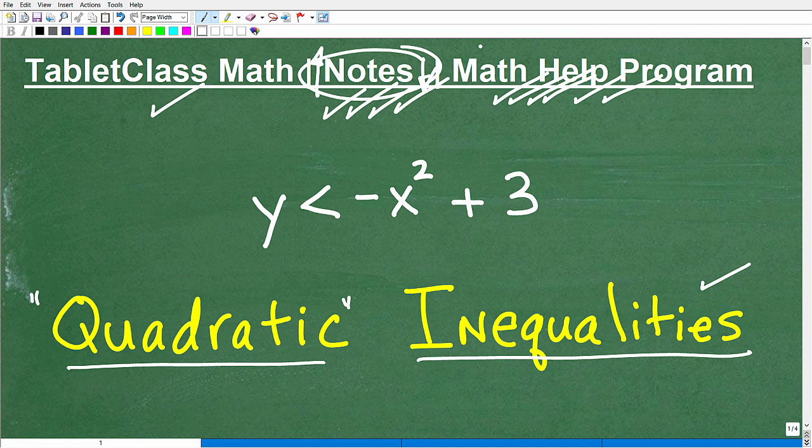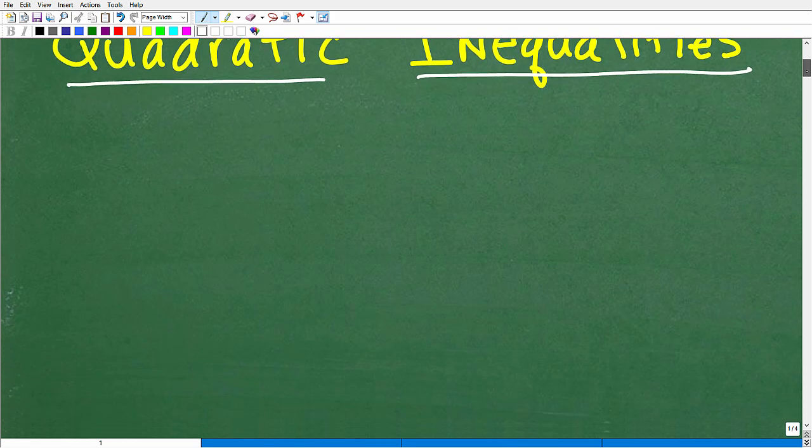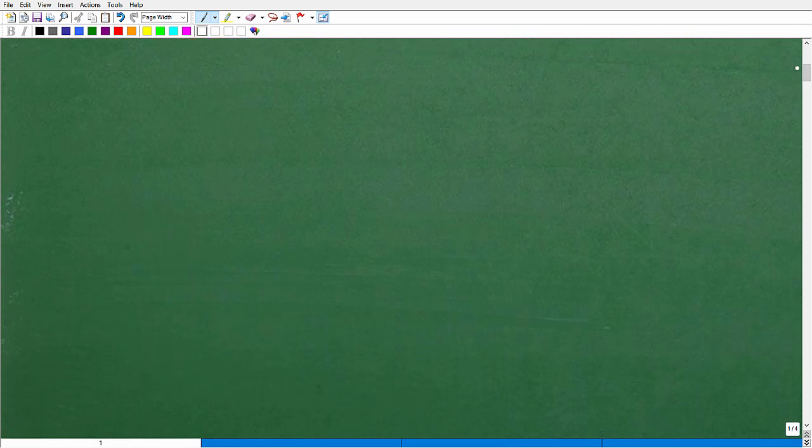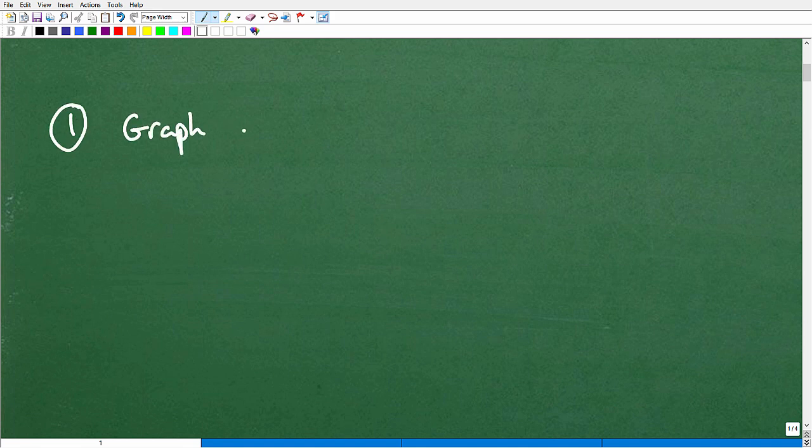Okay, so we're going to do this particular problem, but let's talk about some of the fundamental skills you need in order to solve and graph quadratic inequalities. The first thing is you need to know how to graph a quadratic function. I'll write this down here: quadratic function. Namely, you need to know how to graph parabolas.